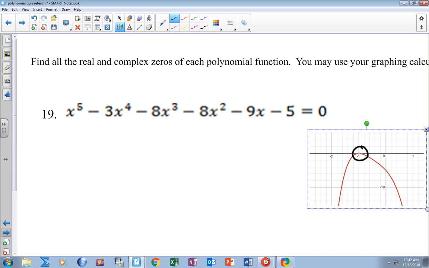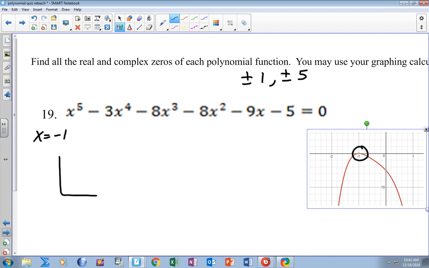But let's see. If we think that x equals -1 is a root, we can test that by plugging it into synthetic division. We also know that since the constant term is -5 and the leading coefficient is 1, all of our possible roots are going to be plus or minus 1, plus or minus 5. Those are my only possibilities. So I can have -1, 1, 5, or -5. So we're going to try -1.